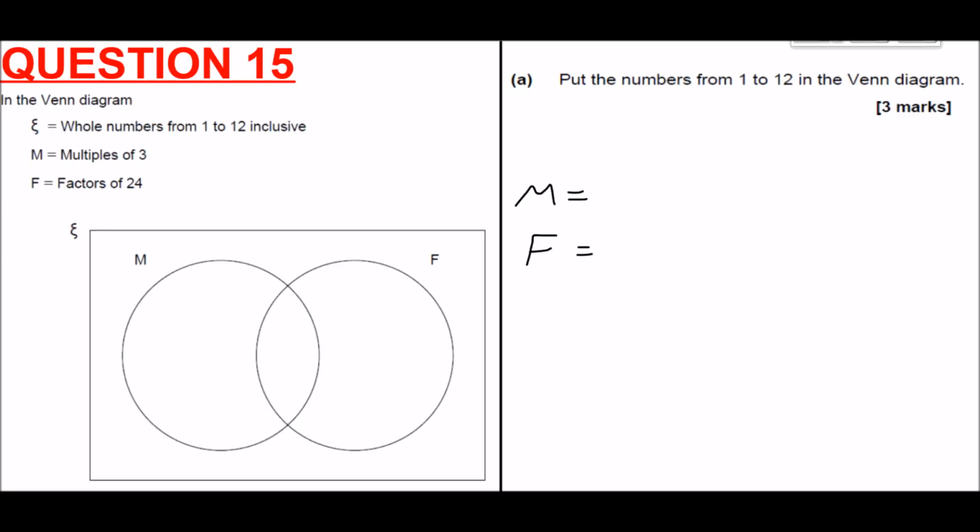So if I call M multiples of 3, this circle over here represents the multiples of 3. So I'm just going to try and draw around that as best as I can, which as you can see isn't particularly great, but still. And factors of 24 is the circle on the other side, the circle on the right hand side. And where these 2 circles overlap, that represents numbers that are both multiples of 3 and the factors of 24.